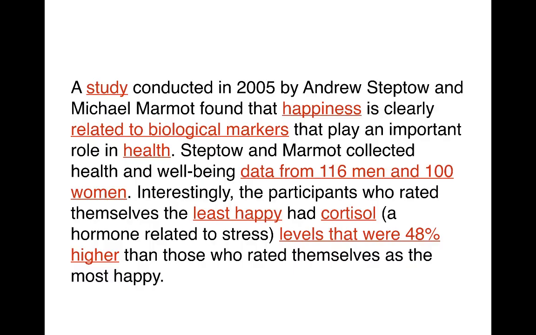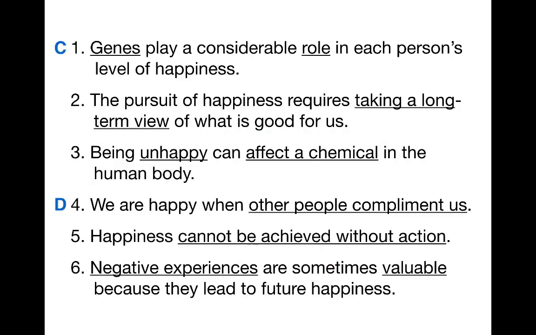So what have we got here? The findings, data from some men and women about health. What they found was that the least happy people had higher levels of this hormone, cortisol. If we look at the question statements again, was it number 2, the long-term view? No. Was it number 3, unhappy, affect a chemical? Well, that looks like it should be the right answer. We'll come back to it in a moment. Number 5, cannot be achieved without action? No. And negative experiences are valuable? Number 6, no. So let's go back to number 3.